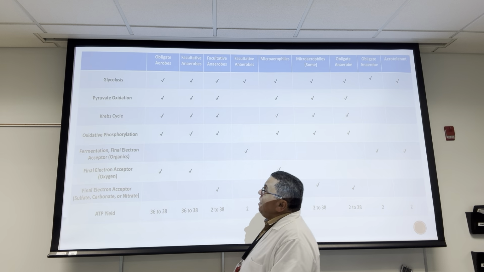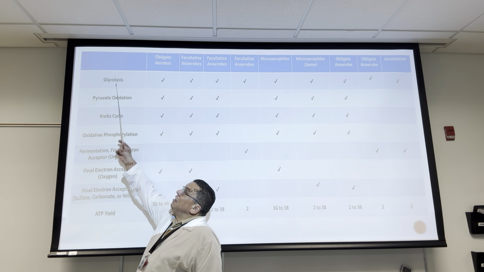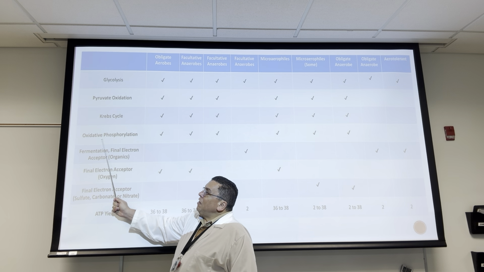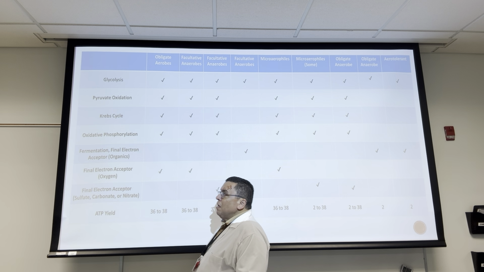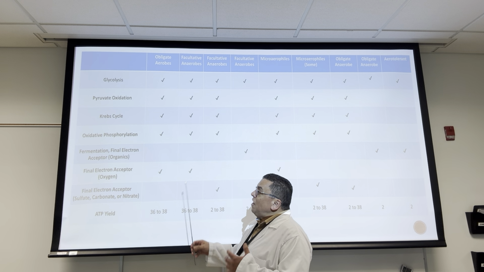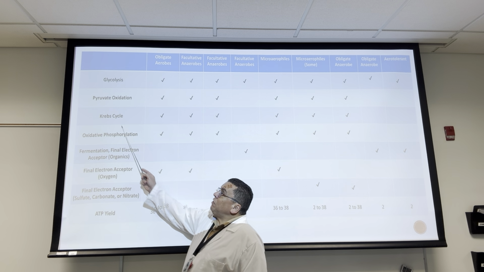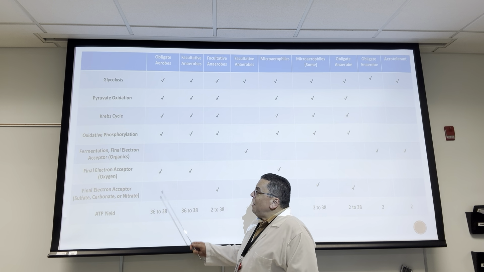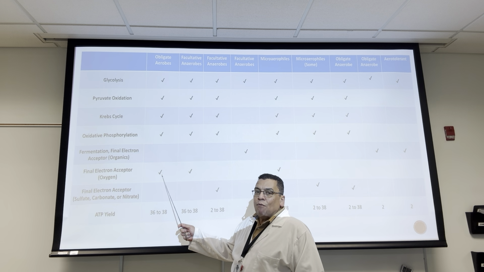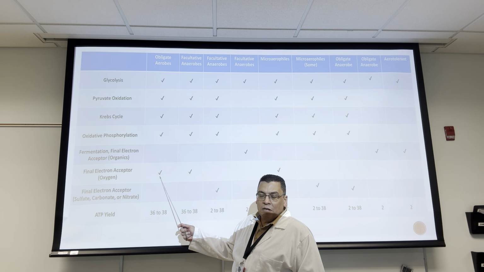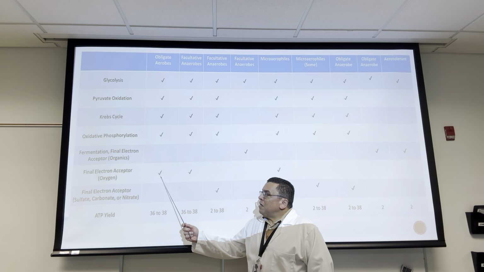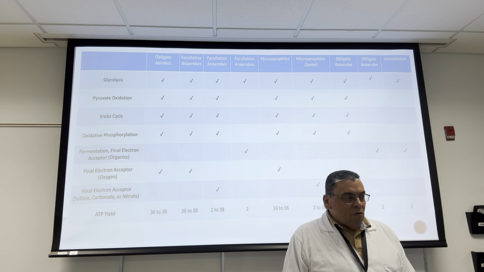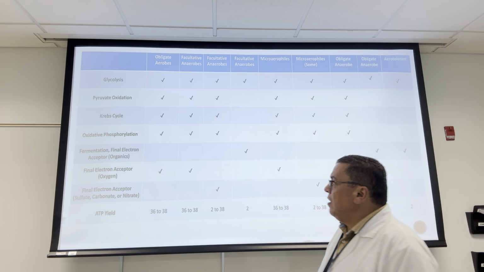But these are the steps of cellular respiration: glycolysis, pyruvate oxidation, the Krebs cycle, and oxidative phosphorylation. And if you notice, whether it's aerobic or not, they're both the same. The only difference is the final electron acceptor. In aerobic cellular respiration, the final electron acceptor is oxygen. And that's why it's called aerobic cellular respiration.